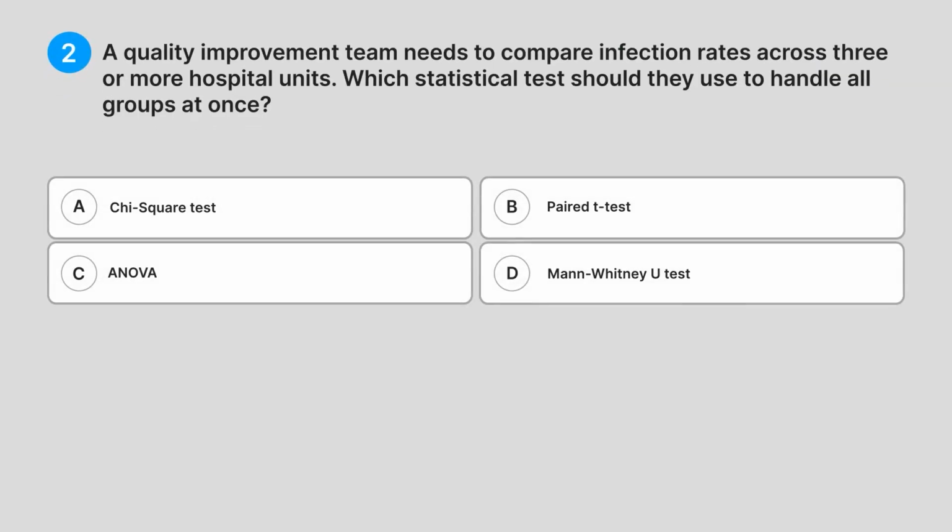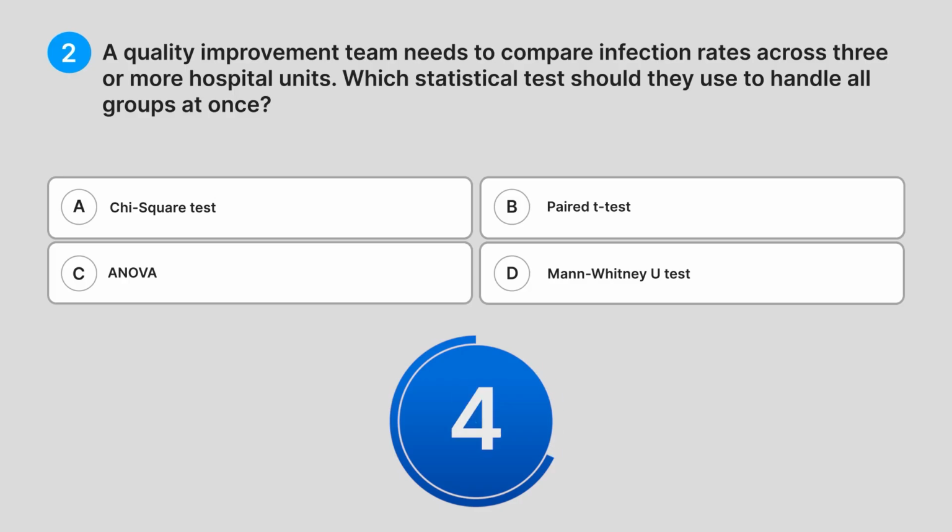2. A quality improvement team needs to compare infection rates across 3 or more hospital units. Which statistical test should they use to handle all groups at once? A. Chi-square test. B. Paired t-test. C. ANOVA. D. Mann-Whitney U-test. Do you know the answer?